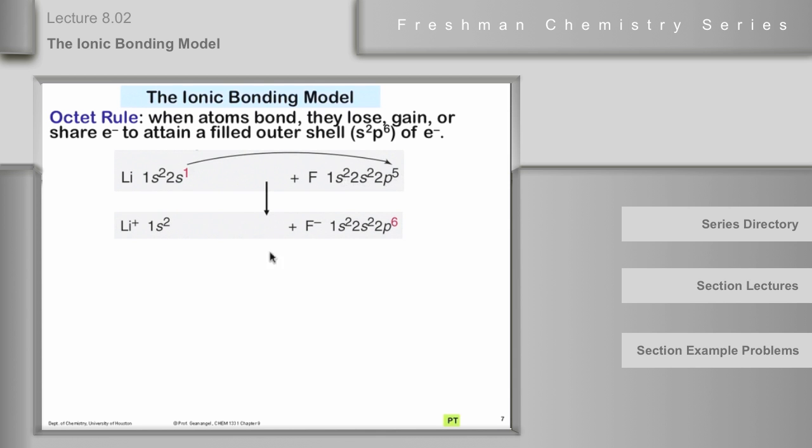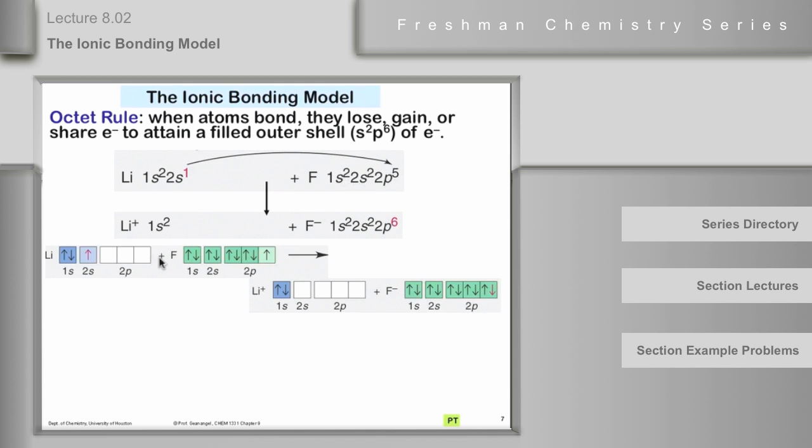Another way that you could represent this is with box diagrams. The box diagram clearly shows here's the 2s electron for lithium, and we can take that electron and imagine that it will be promoted up to the fluorine's 2p subshell right here. Now, that's not to say that that's easy. It's not easy, but that's how we picture it.